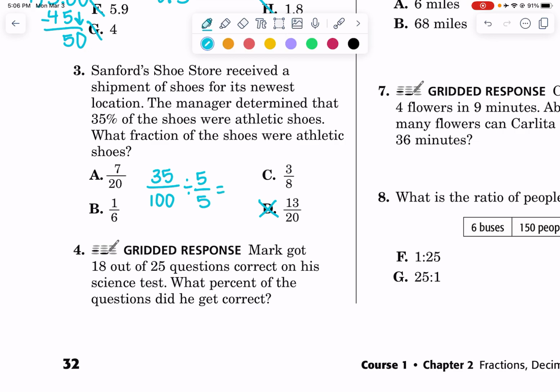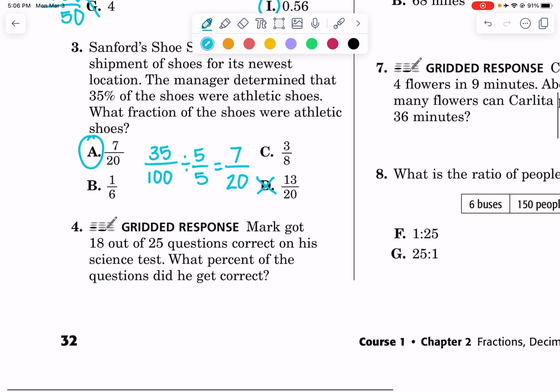What's 35 divided by 5? Well, 7. And what's 100 divided by 5? That's 20. 7/20. Hey, that's A. So our answer is A. 35% is equal to 7/20.